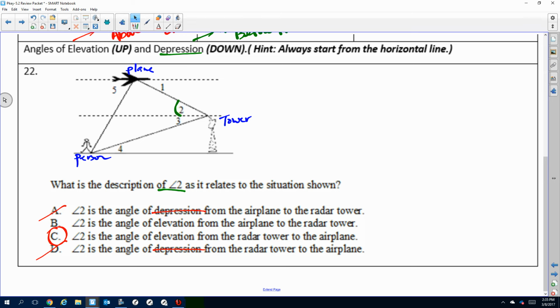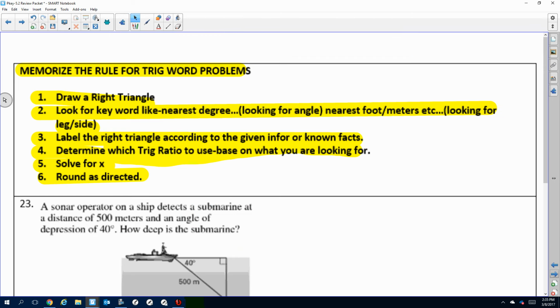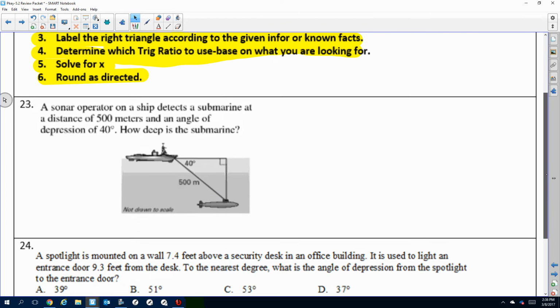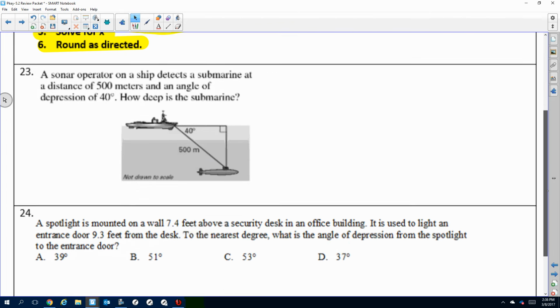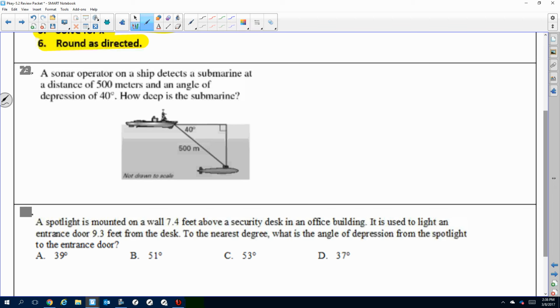Now we're going to take that and apply it to some word problems. You have 2 word problems, I believe, on your test. I've highlighted the key information. Memorize these steps, these rules. Fortunately, you're going to have one diagram pretty much labeled for you, and then one where you don't have it labeled, and you have to draw it.